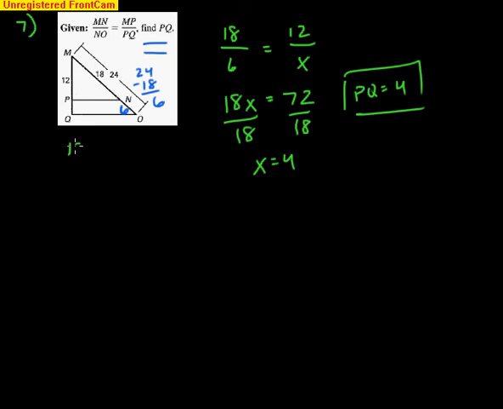And again, just as a quick check, we know that 18 over 6 is the left side. Now we have 12 over 4. And divide. 3 equals 3. You're good. All right. So proportions.